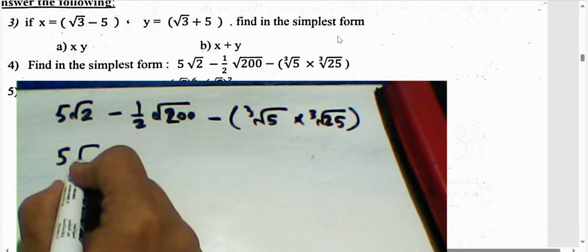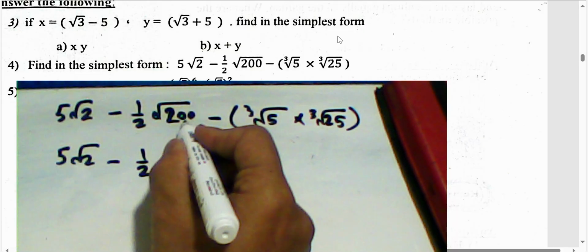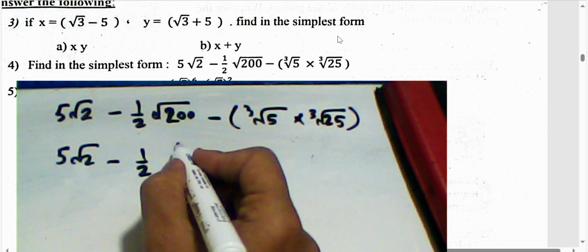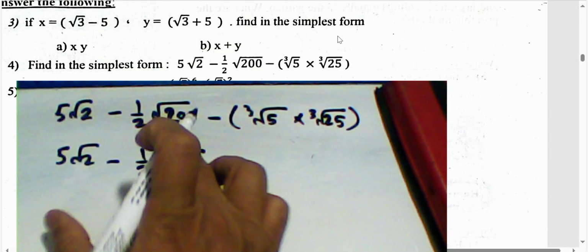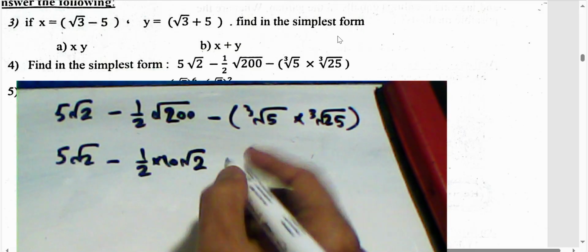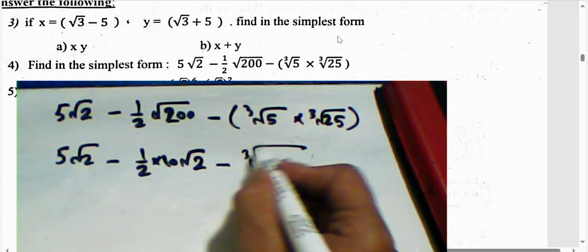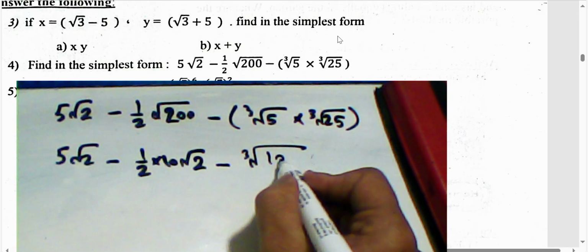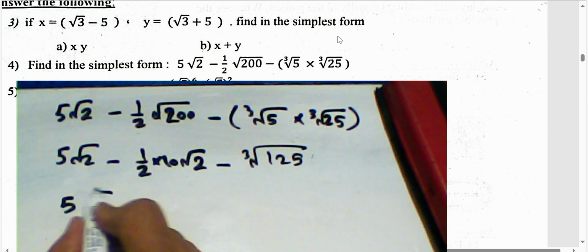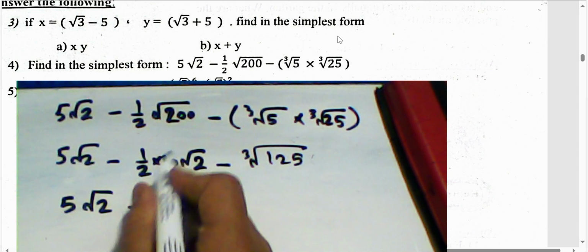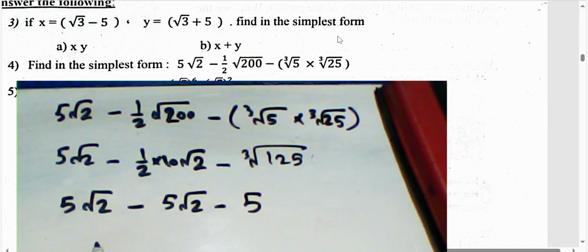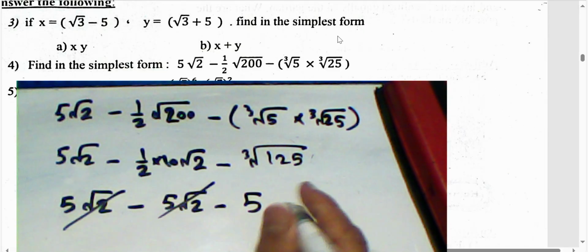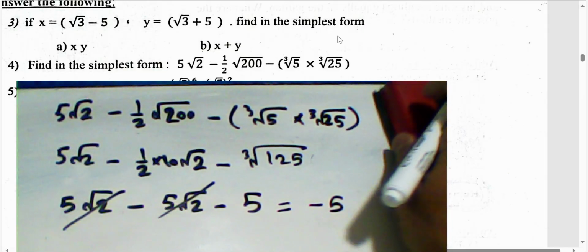This example, 5 root 2, square root of 200, 200 equals 100 times 2, square root of 100 equals 10. Then the answer here is 10 root 2, and the cubic root of product 5 times 25 equals 125. 5 root 2 and half of 10 root 2 is 5 root 2. Cubic root of 125 equals 5. We can cancel together. We have number and additive inverse. This answer will be negative 5.